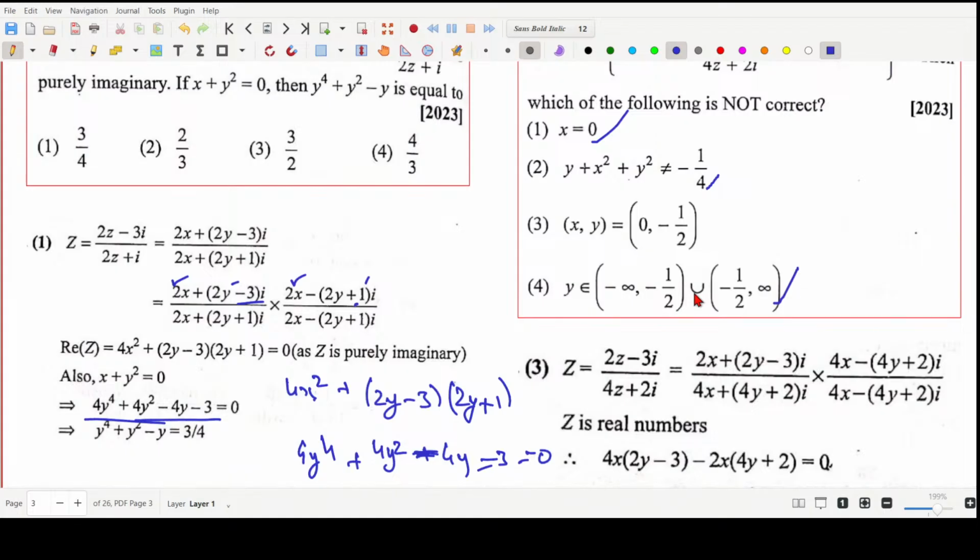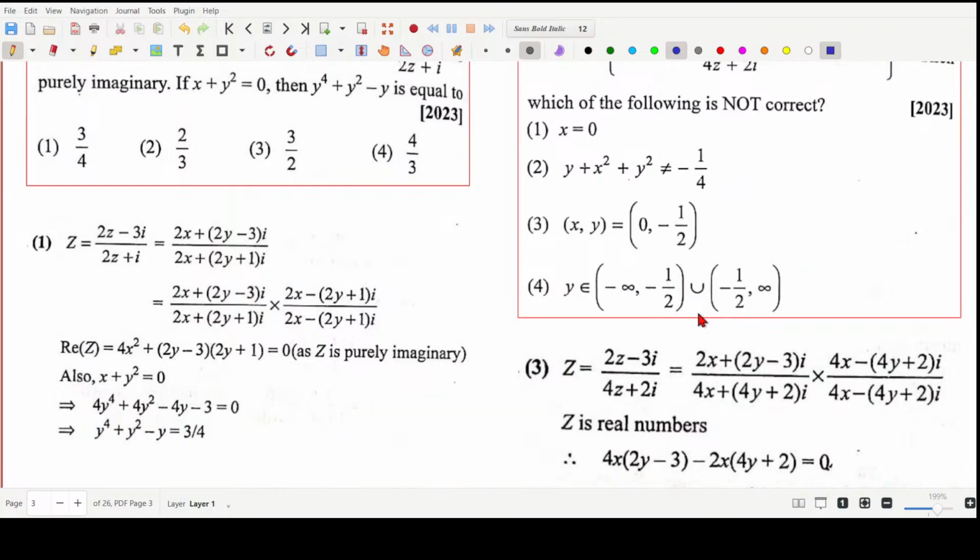Sir, if minus half was in square bracket, then it would be correct. Then this also would be wrong, no? If it was like this, what does that mean? y could be equal to minus half, which is wrong, right? y cannot be equal to minus half. Here he is excluding minus half only. He's saying y is everything except minus half. That is what we wanted to say, right? If you include square bracket, then that becomes wrong. Okay, sir.